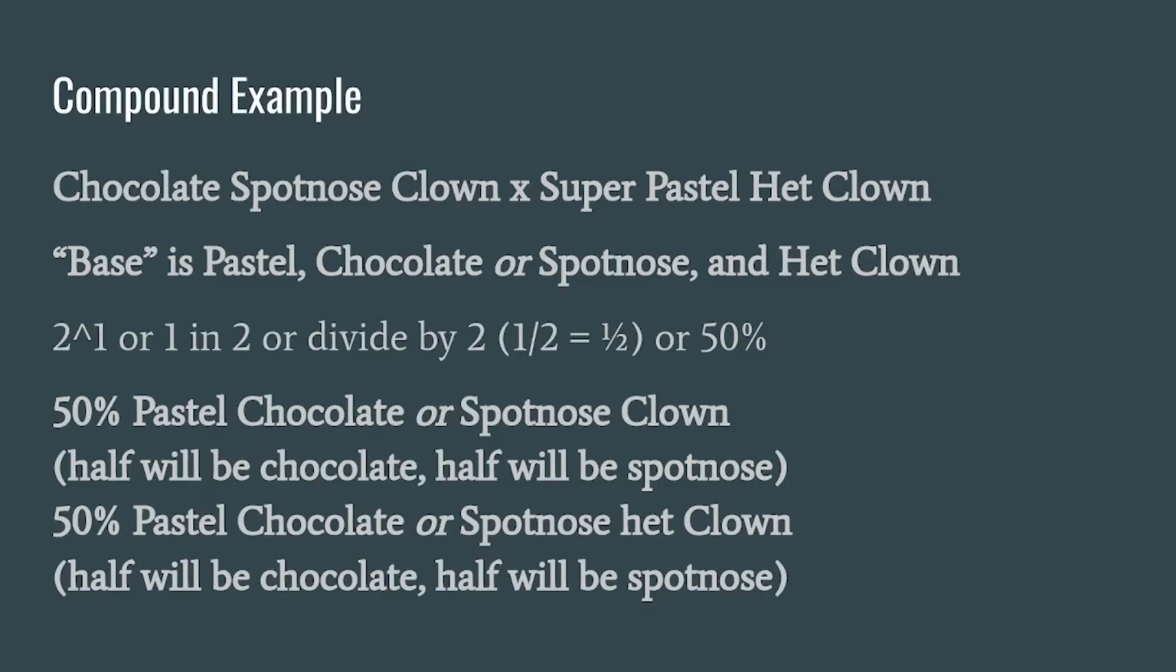So looking at all of these, we have quite a few genes that are 100% chance to be passed down. So that pastel will definitely be in there. Chocolate or spot nose will definitely be in there. And then of course, het clown will definitely be in there. But ultimately, once we take our base, the only wild card will be the visual clowns. So again, demonstrated here, you can go ahead and split half to be chocolate, half to be spot nose if you want to, or you can just refer to it as 50% will be chocolate or spot nose, and the other 50% will be spot nose or chocolate, right?